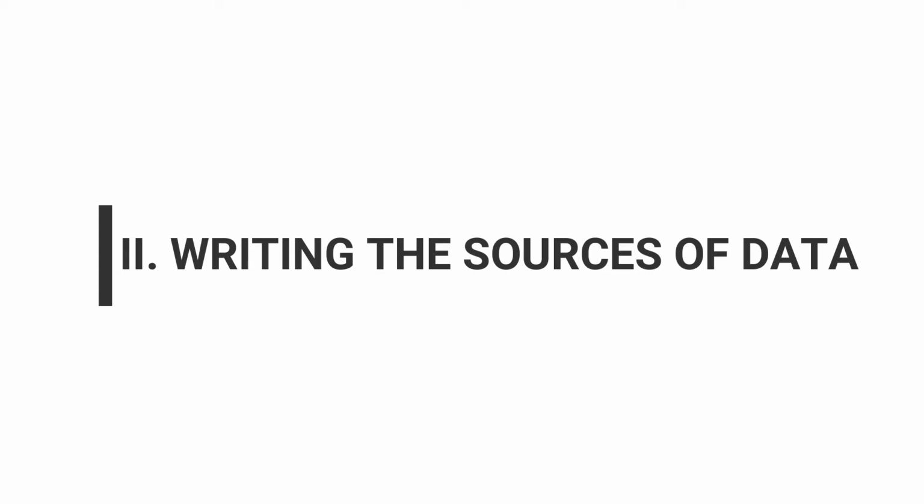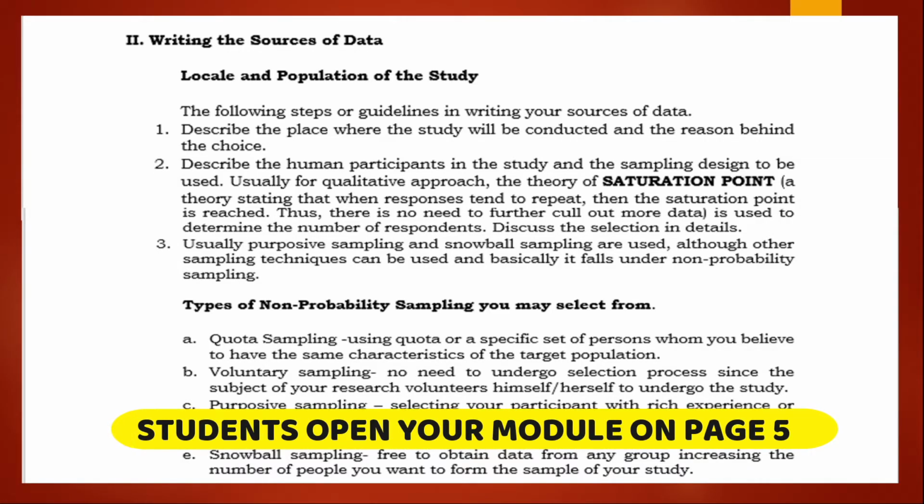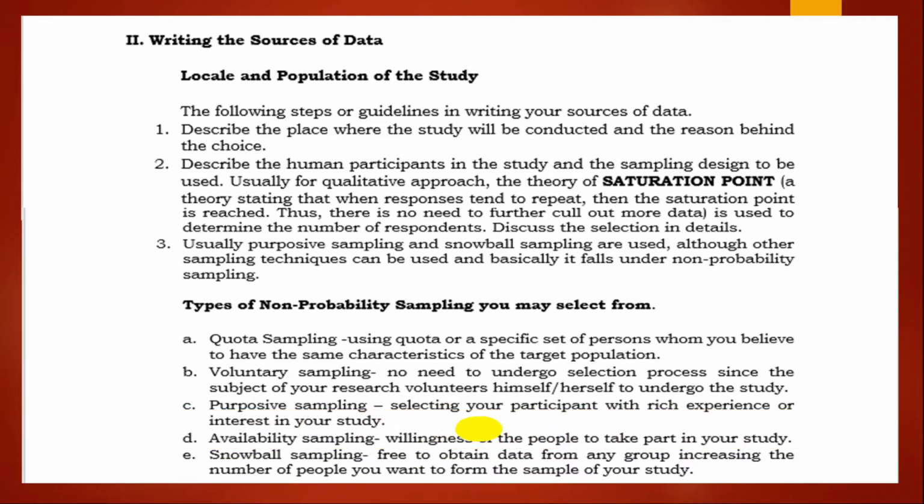2. Writing the sources of data. Under this step, we have A. Locale and population of the study, and B. Types of non-probability sampling, which includes quota sampling, voluntary sampling, purposive sampling, availability sampling, and snowball sampling. Guide questions. 1. Whose experience are we talking about? Who are your subjects? And 2. Which layer of human experience are we talking about? What did they go through?